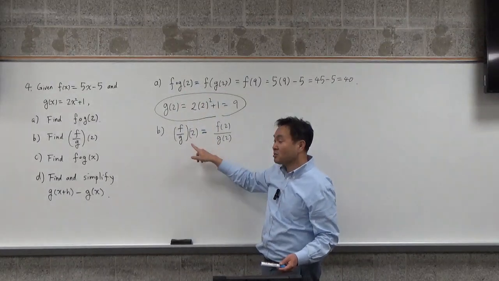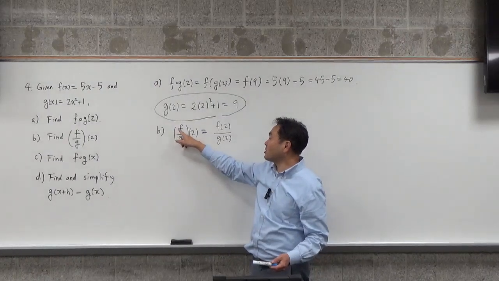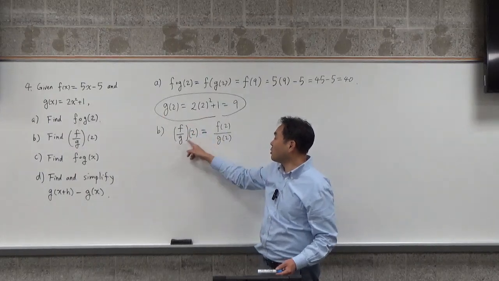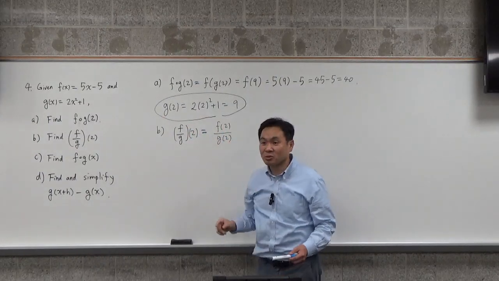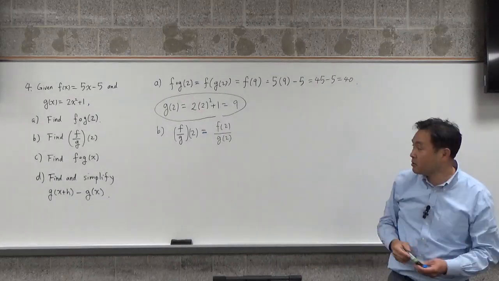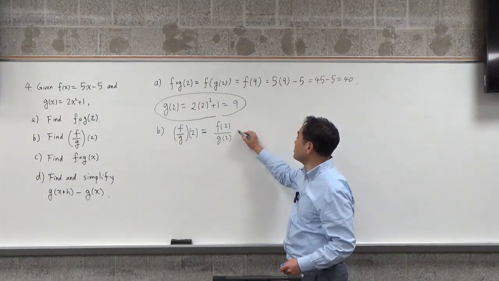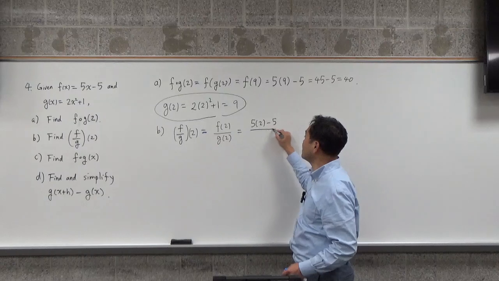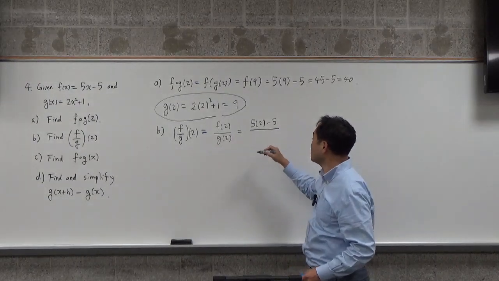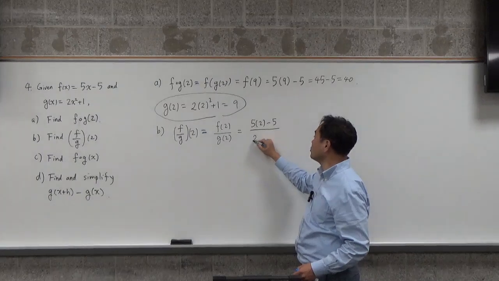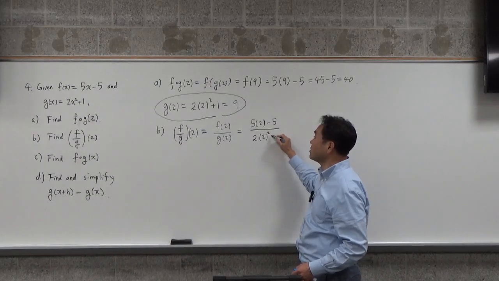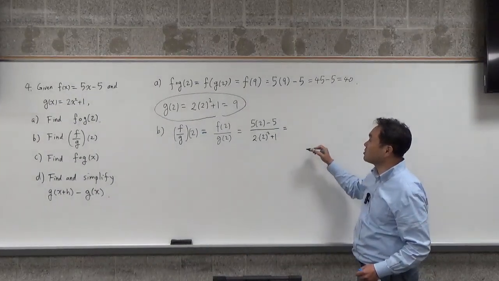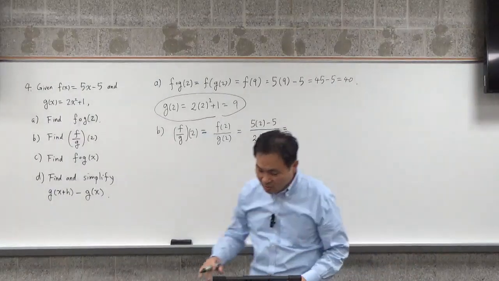And this is, again, the same idea. If you are asked what's f over g of 2, without any context, you can always write this as f of 2 over g of 2. Okay, so that's a definition. What is f of 2? It's 5 times 2 minus 5, right? Okay, what's g of 2? 2 times 2 squared plus 1. And then 5 times 2 minus 5 is, did I put?